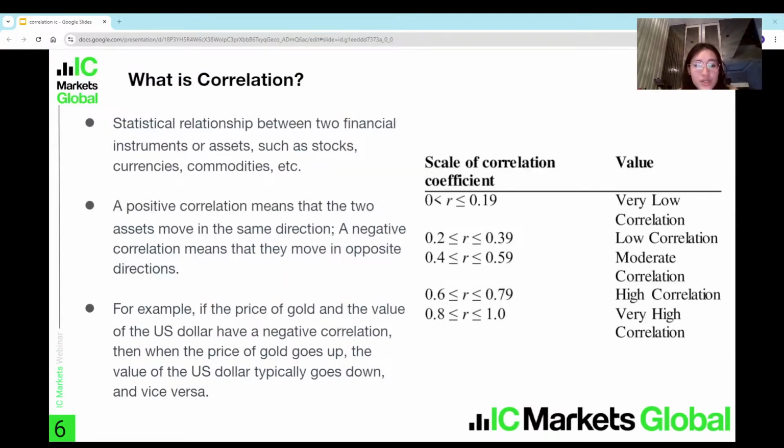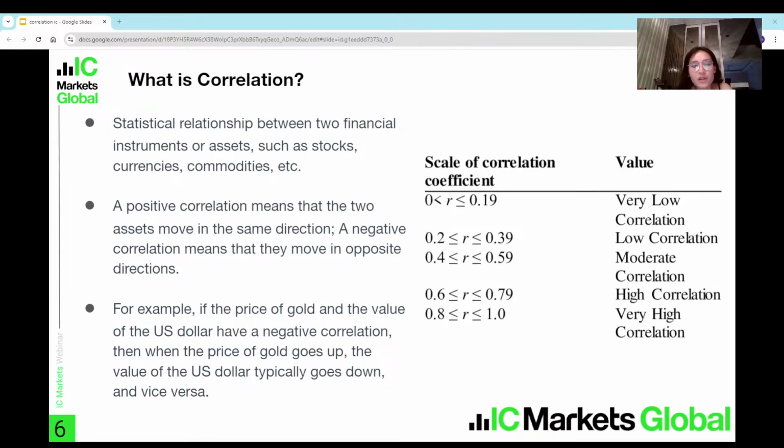Okay, so what is correlation? It basically refers to the statistical relationship between two financial instruments, so that can be stocks, currencies, commodities, etc. Positive correlation means that the two assets move in the same direction, while of course a negative correlation means that they move in opposite directions. As an example, if the price of gold and the value of the US dollar have a negative correlation, then when the price of gold goes up, the value of the US dollar will drop, and so forth.